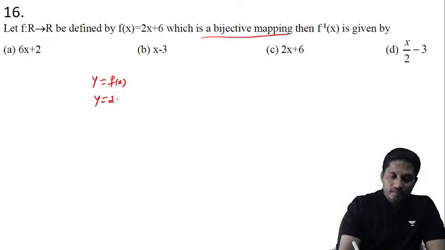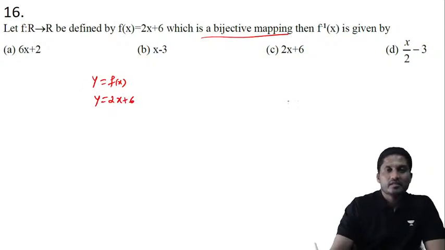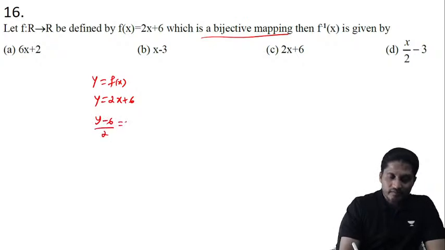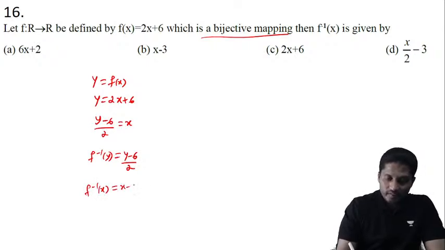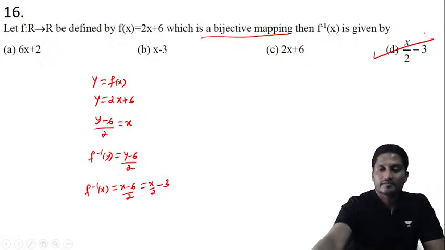Y is equal to 2x plus 6. This is y a function of x. I'll simplify and write x a function of y. Y minus 6 divided by 2 is equal to x. Therefore, f inverse of y is y minus 6 by 2. F inverse of x is equal to x minus 6 by 2, which is equal to x by 2 minus 3. Alright, answer is option D.